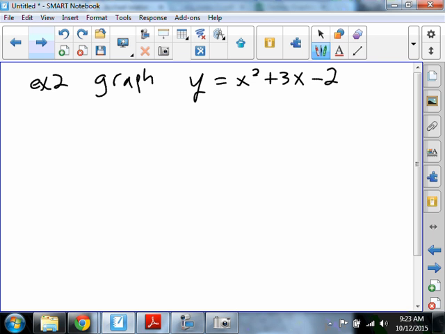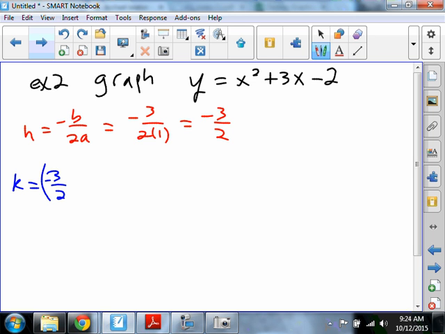So let's go ahead and find our h. H is negative b over 2a. So that's going to be negative 3 over 2 times 1. Oh, it's a fraction. We okay with fractions? It happens. It's part of life. K is negative 3 halves, the quantity squared, plus 3 times negative 3 halves minus 2. Hopefully we can simplify this the right way.